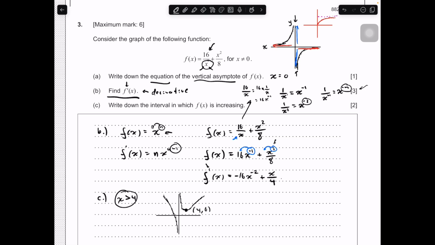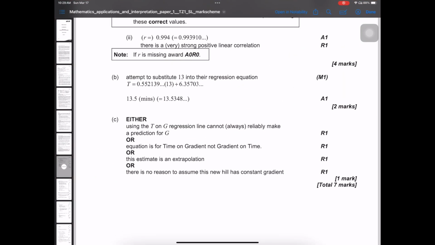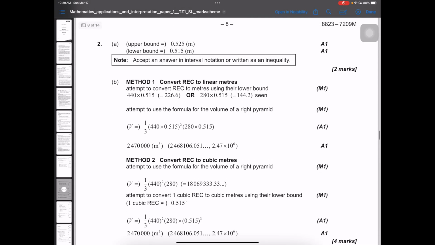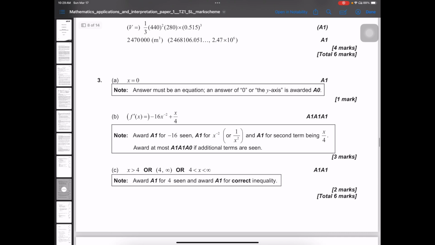We're asked for an interval. That's kind of interesting. That means they want us to show inequalities. So when x is greater than 4, or less than infinity essentially. Let's see what they have in the mark scheme. Here we go. Okay, here we are. When x is greater than 4, or 4 to infinity.